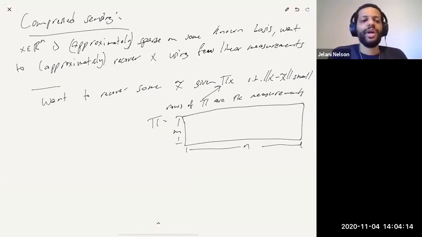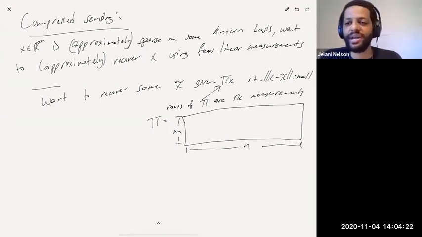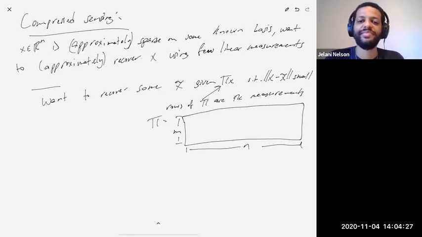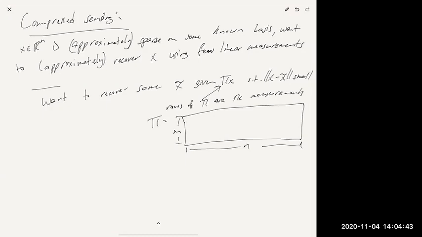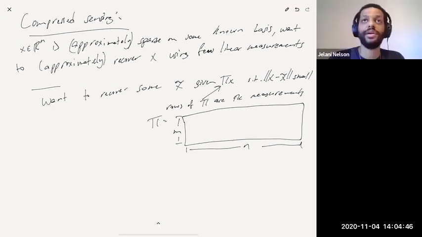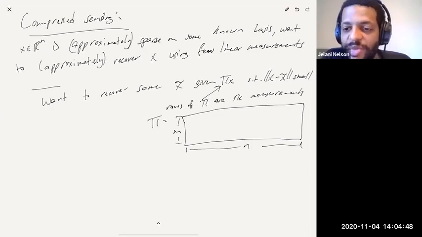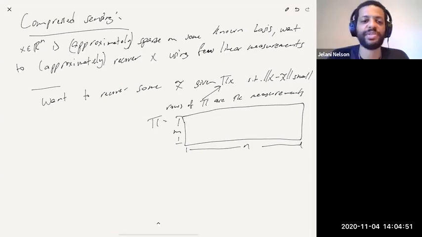Now, what if x is not just approximately sparse, but x is actually sparse? Let's say that I promised you that x has at most k non-zero entries. Then what would you do? This is something that you've seen already, I think. Yes, you have seen it. Does that sound familiar? If I promise you that x is sparse? Yes, this is k-sparse recovery.